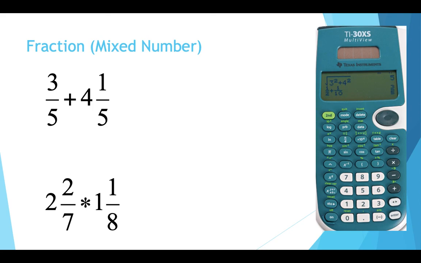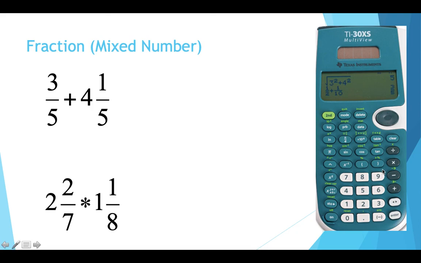And so then it's 4, and then you have to hit over to start filling in the top part of the fractional part. Then 1, and then down, and then 5, and then over. And when you enter, you'll get 24 over 5.